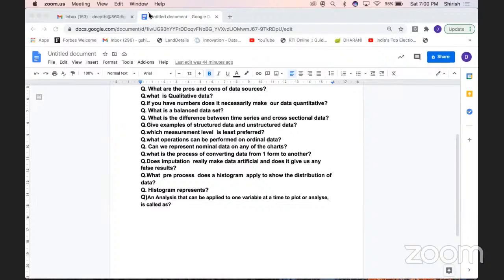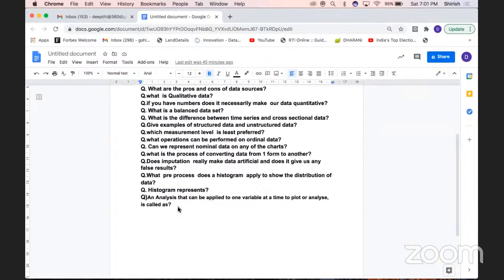To begin with, last session we stopped at a point of histogram analysis. What does a histogram represent? Today we'll start with the next level of questions. The continuation would complete the rest of the statistical analysis part.